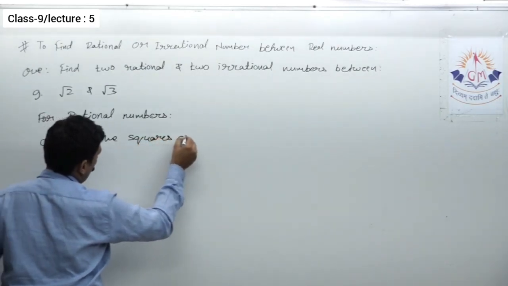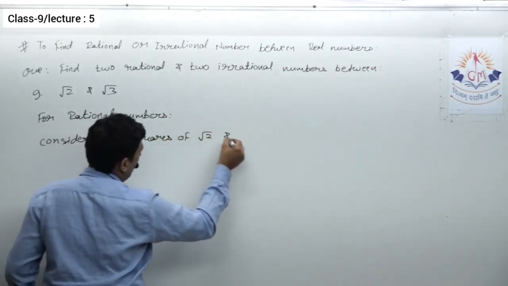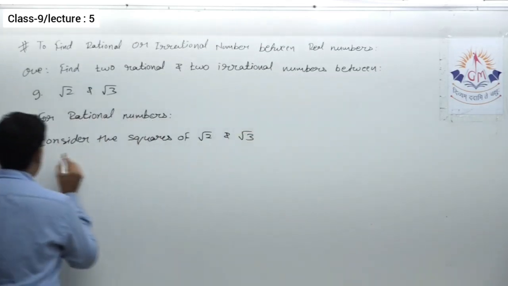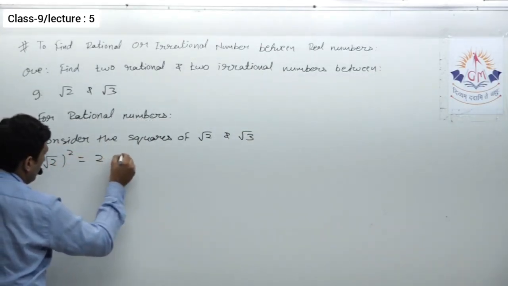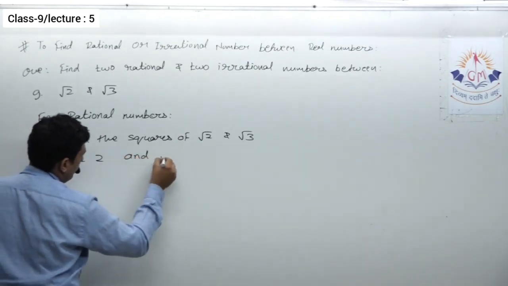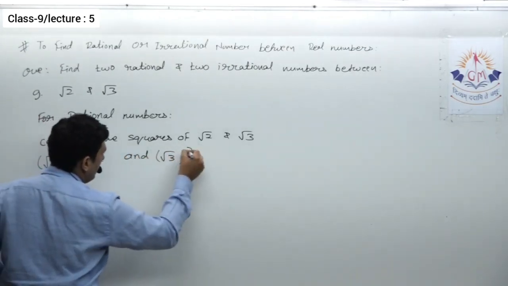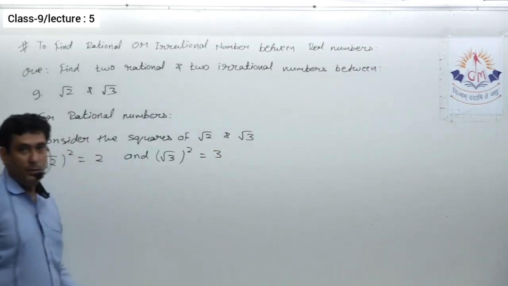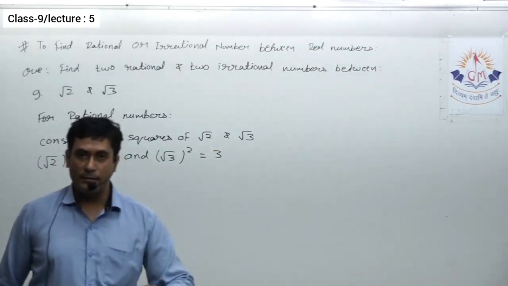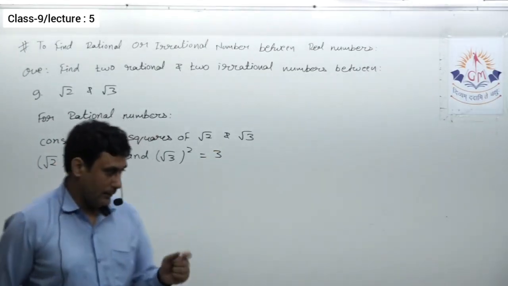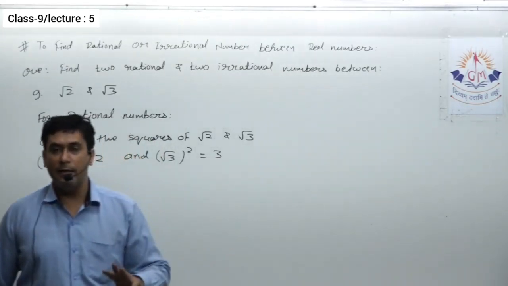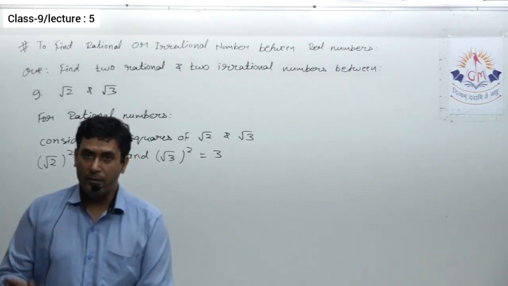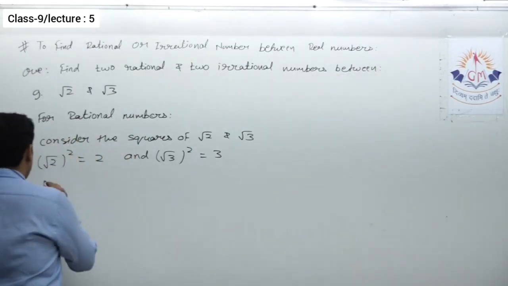So consider the squares of root 2 and root 3. Okay, so root 2 square is 2 and root 3 square is equal to 3. Now find two rational numbers between 2 and 3 which are perfect squares or complete squares.